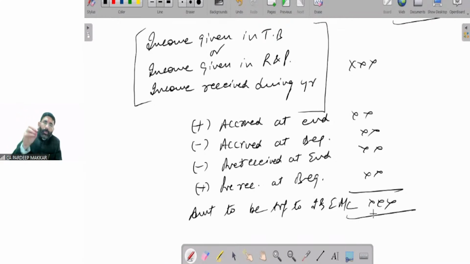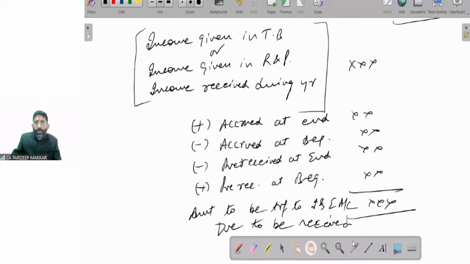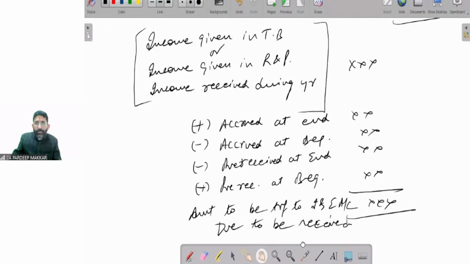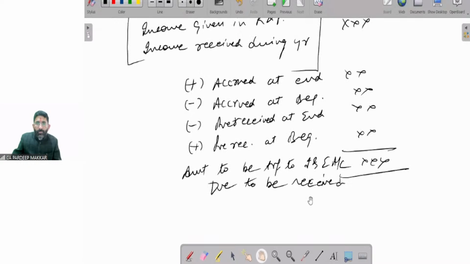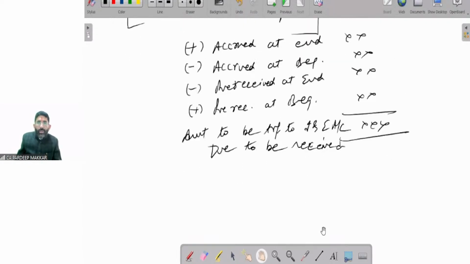Because in that case, amount due during the year is given to you. You have to calculate the amount paid during the year. So you have to do the reverse. This is amount due to be received. Whether received or not, that is not a point. This is the amount which is to be received by us. I think this is clear to every student.